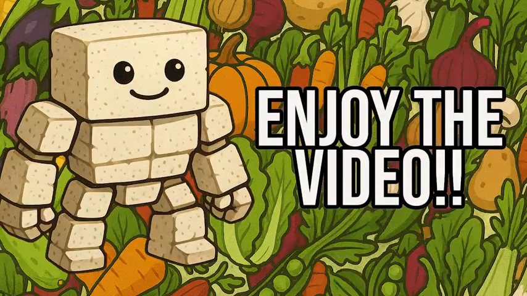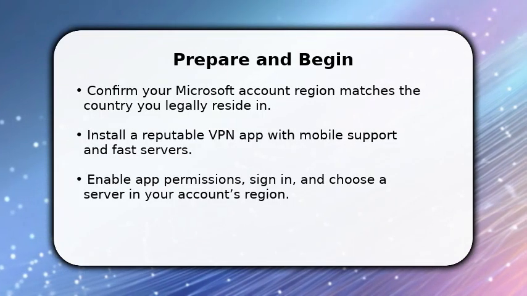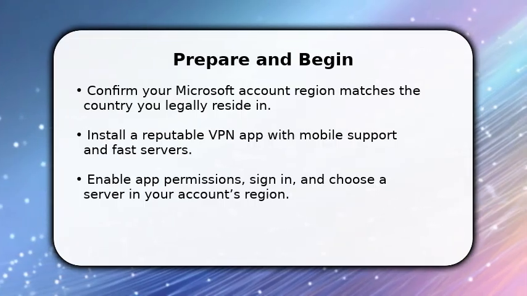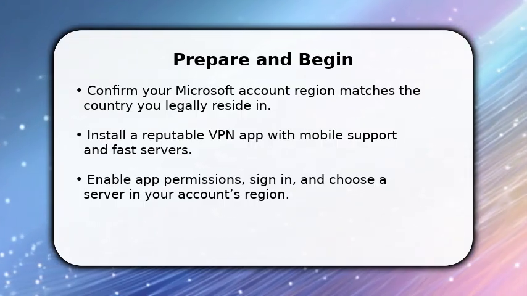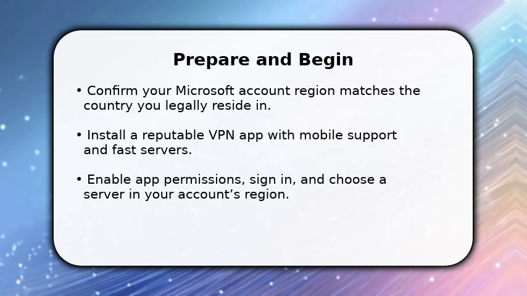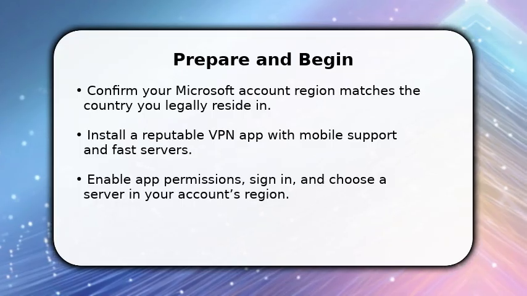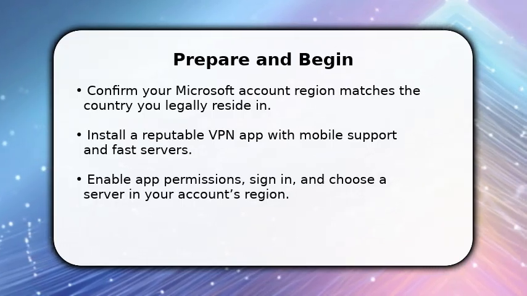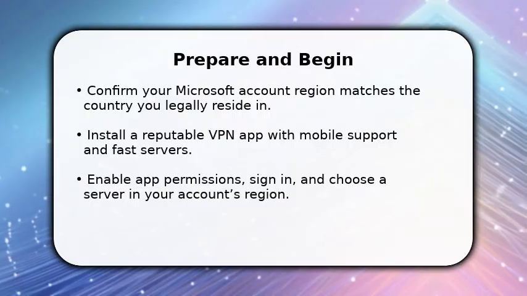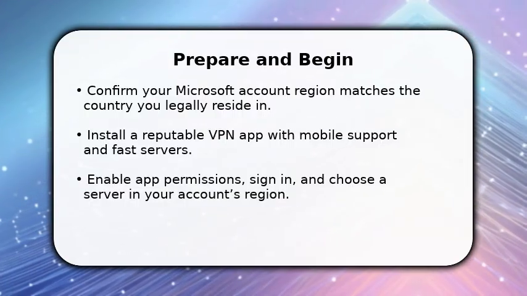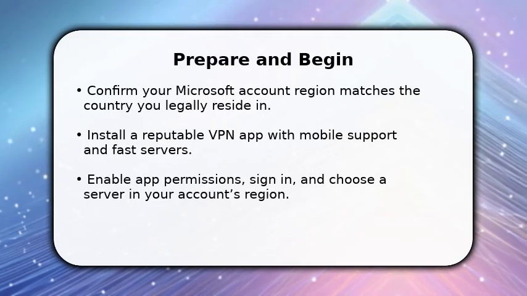Please enjoy the video. You start by confirming account region alignment so you don't trigger flags. Once done, install a reputable VPN client on your phone. Make sure the VPN supports mobile DNS and IPv6 leak protection. You sign in to the VPN, grant necessary permissions, and select a server that matches your Microsoft account country.